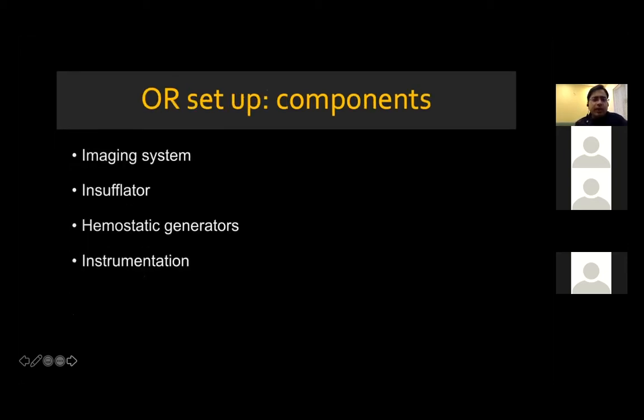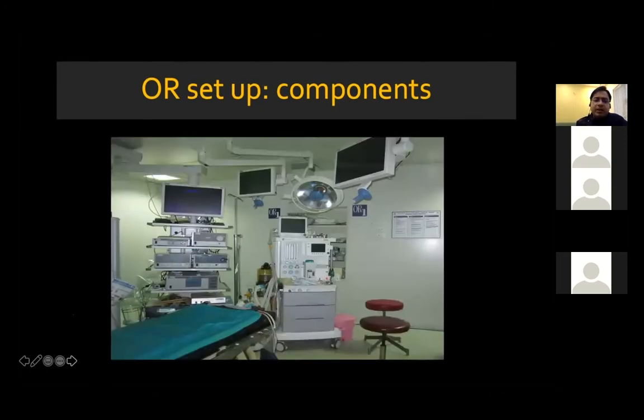The components of the operating room include imaging systems, insufflators, hemostatic generators, and instrumentation. So why are we discussing them in a class on ergonomics? Because they have to be arranged in a particular way to give maximum ergonomic output. If you look at this figure, at the head end should be the anesthesiologist's trolley, and then the vision cart. The vision cart has the vision monitor at the top, followed by the camera and the light source, then the suction, irrigation, and insufflation device, followed by the electrosurgical units. This should be the order of placement, and we'll come to know why as we go along.